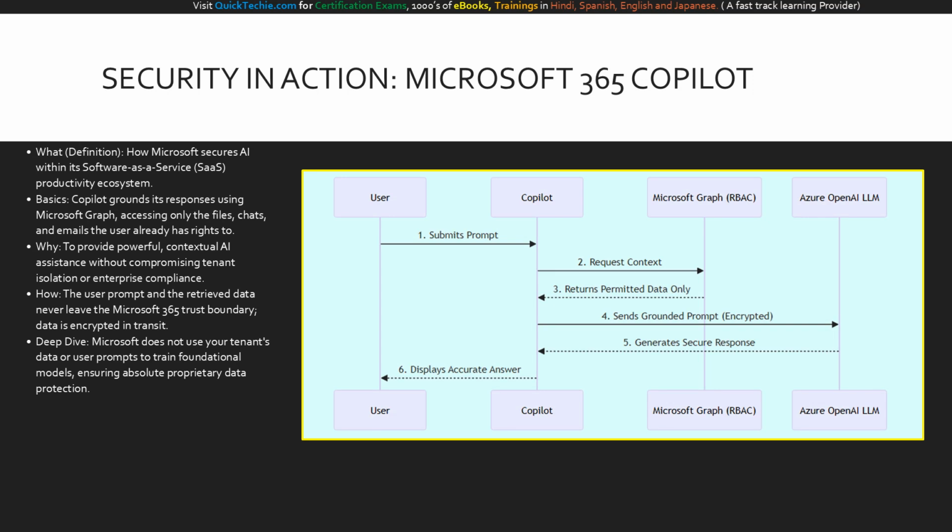Let's apply this to a product you will likely deploy, Microsoft 365 Copilot. What is the security posture here? This is the definition of secure AI within a SaaS environment. The basics rely on a process called grounding. When a user asks Copilot to draft a proposal, Copilot searches Microsoft Graph to find relevant documents. But crucially, Graph strictly enforces permissions. It only retrieves files, emails, and chats that the specific user already has rights to.